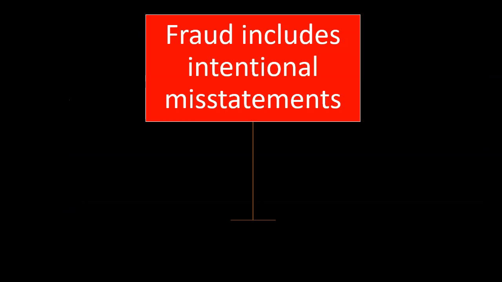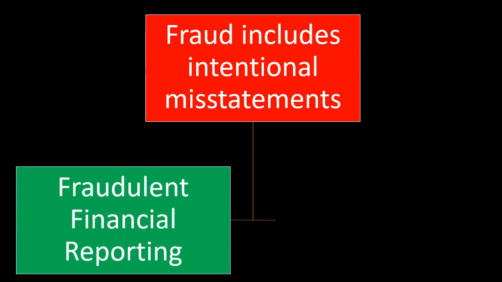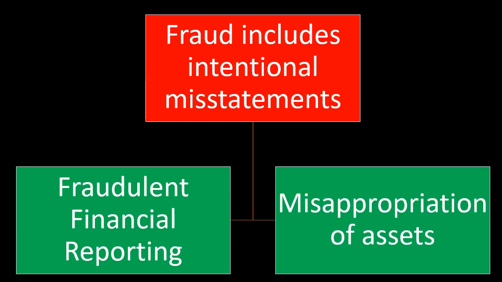Fraud includes intentional misstatements. Now, the two areas of fraud would be fraudulent financial reporting and misappropriation of assets. Now, the misappropriation of assets, if we're talking about something such as theft, oftentimes you're talking about someone that's going to be lower on the chain in the organization. And again, that is bad, it's theft, but it's going to be easier for us to fix once found.